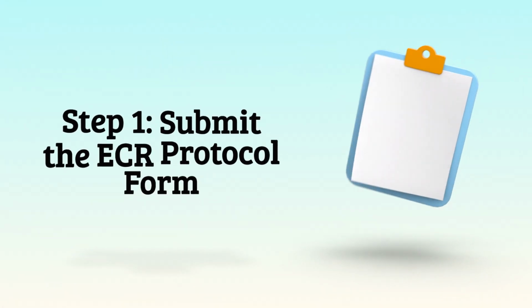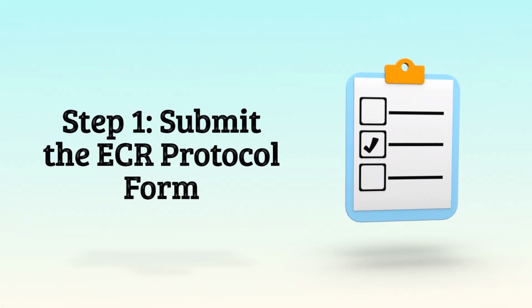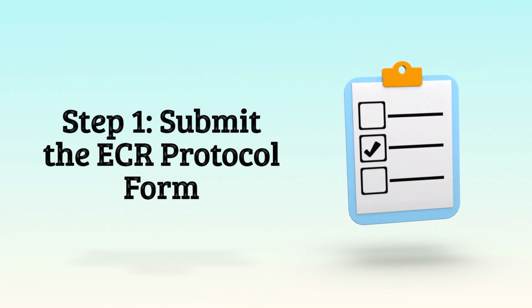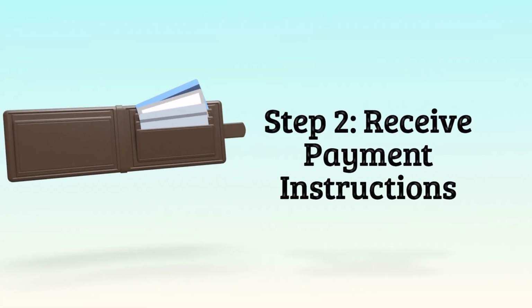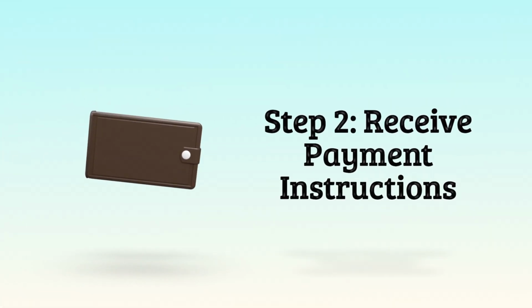Step 1. Submit the ECR Protocol form. ASIC agent submits the Edge ID application and selects direct credit as the payment method. Step 2. Receive payment instructions from ASIC. ASIC provides a payment reference number and bank details for the transfer.